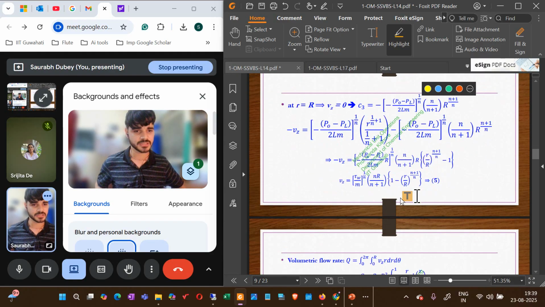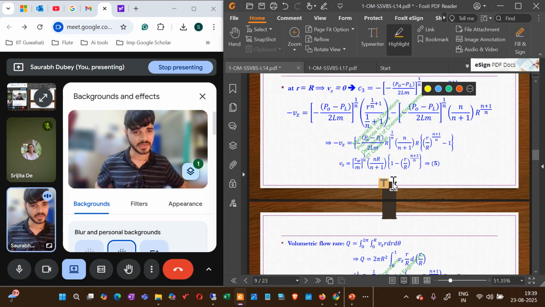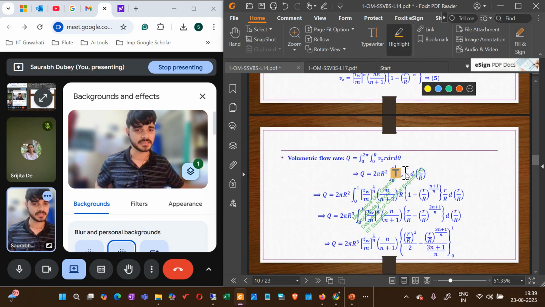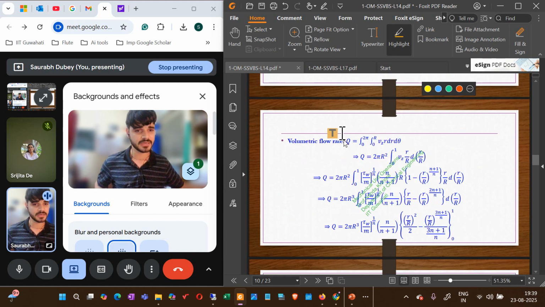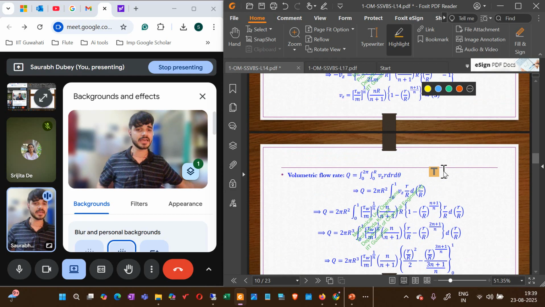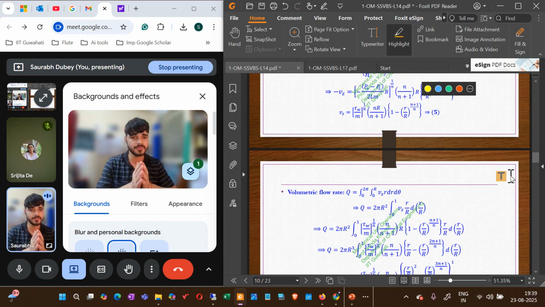Finally you are having the velocity profile to be this, and you can see that our velocity profile, equation 5, is depending on n and m. These are the power law exponents which are coming into the picture. Now using this Vz you can derive the volumetric flow rate. The main agenda is you evaluate the velocity profile, you evaluate the volumetric flow rate, and then you connect that volumetric flow rate to the pressure drop.